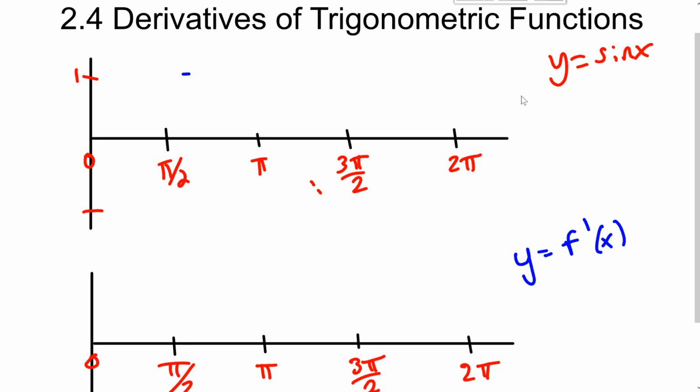Section 2.4, we're looking at the derivatives of trig functions. So first, let's remember what the sine function is. Sine starts at 0, and then at pi halves it is 1, then back to 0 at pi, then negative 1, then back to 0. Alright, so here's what the graph kind of looks like.